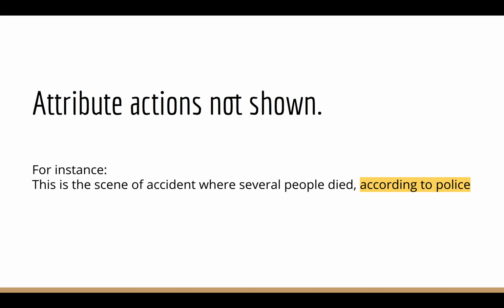And also, you should attribute actions that aren't shown. So if they obviously can't see the people dying, they may not even see any dead bodies in the photo, you should say, according to police, right? How do you know that a bunch of people died? You didn't witness the accident, right? You're not the primary source in this case as a photographer. So you would attribute that according to police or something like that.